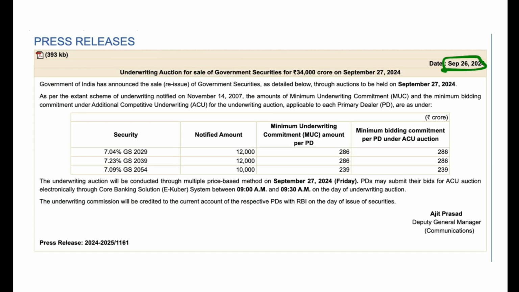Now on 26th of September, Government of India did again the auction for the government securities. Now this was worth 34,000 crore. They did it in three parts: 12,000, 12,000, and 10,000. Total 34,000 crore. So one security of 12,000 crore has a maturity period of 5 years, and you will get 7.04%. Another one will have a maturity period of 15 years, and your bond matures in 2039 and you get 7.23%. And the last 10,000 crore is maturity period of 30 years and 7.09%.